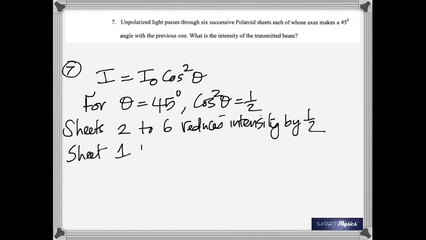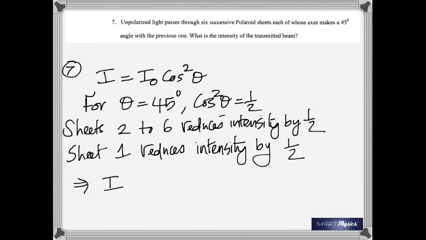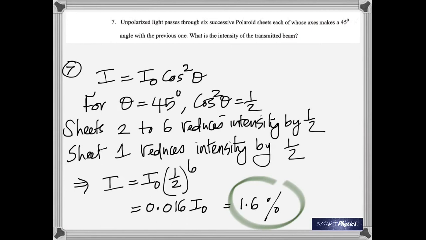But remember that sheet 1 itself will cut down the intensity by 1/2. Because when unpolarized light passes through the first one, already the intensity is cut down by half. So totally, you have half raised to 6. And the final intensity is 1.6%. Just remember that the first sheet always reduces the intensity by 50%. But then what happens on the second and the third and so on depends on the angle. But for the first one, it's always reduced by 50%. That's a very important point.